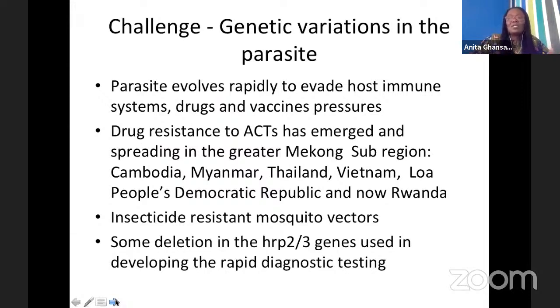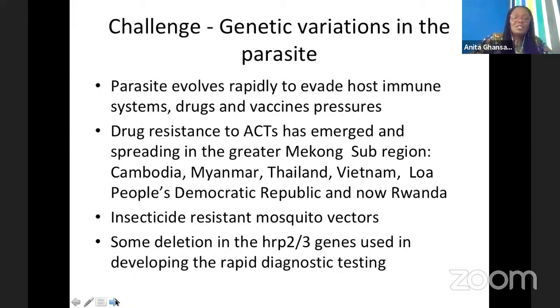The idea of the parasite's extensive diversity is just to evade the host immune system and pressures such as the drugs and the vaccines that we take. And unfortunately for us, the current anti-malarial therapy, the artemisinin-based combination therapy, is already showing signs of resistance. The parasite is resisting this drug. And we see this in the greater Mekong region around Cambodia, Thailand, and the rest. And recently in Africa, in Rwanda, resistance to the ACTs has also emerged. And we already have insecticide resistance in the vectors, the mosquitoes. And there is a deletion in the genes that are used in developing our rapid diagnostic test. So what are we left with?